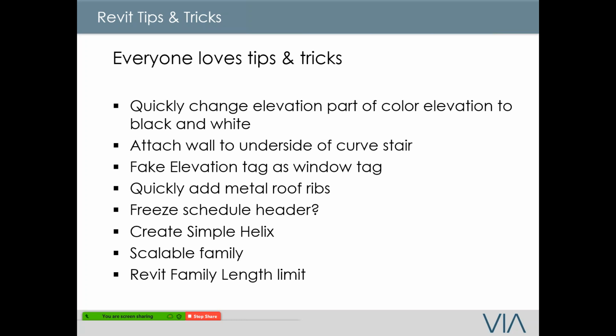One of them is how do you change an elevation from color to black and white. One would be to attach a wall to the underside of the curved stair. And how do you fake elevation tags as window tags? Quickly add metal ribs, freeze schedule header. And how do you create a helix?